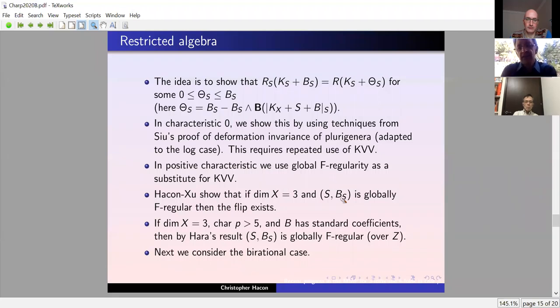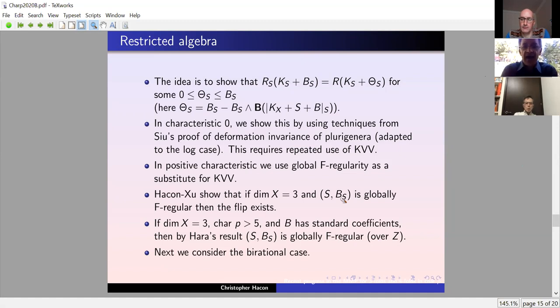So in our case, this surface S, it's a birational situation, and this surface S is mapping birationally onto its image in Z. And in fact, it's sort of a log Fano over Z. So if you remember before, I did mention that a necessary condition to be globally F-regular is that you are Fano. And that's true in this case, and gives you hope. And in fact, more or less from Hara's theorem, it follows that the pair (S, B_S) is globally F-regular over Z.